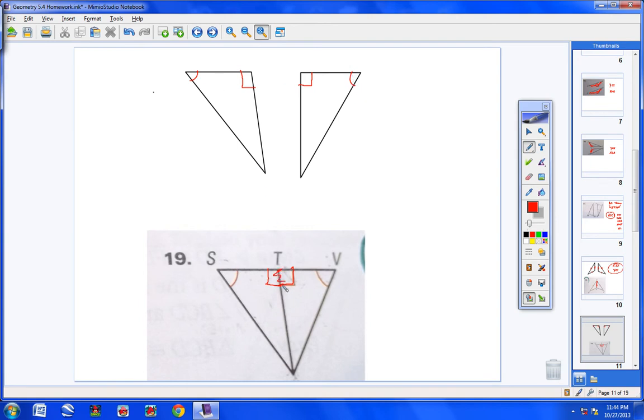And then, do not the two triangles share this side here? Sure they do. So I can put a slash here and a slash here. Look what we have. We have angle, angle, side, congruent to angle, angle, side. So yes, we can definitely state that these two triangles are congruent, and the reason would be angle, angle, side.